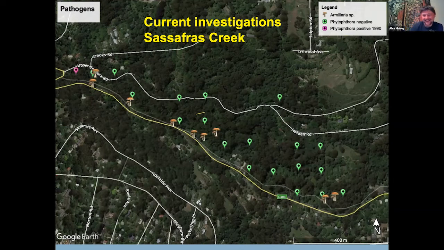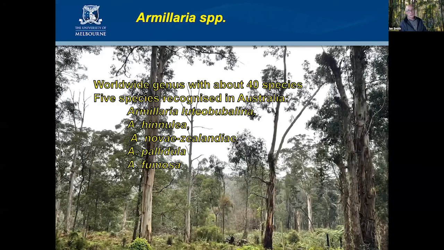Well, you can see from that slide that I put up, you can see that there's armillaria throughout the sites too. And I'll just quickly go through what is armillaria. So this armillaria is a worldwide genus of about 40 species. We have 5 species recognised in Australia: Armillaria luteobubalina, Armillaria hinnulea, Armillaria novae-zelandiae, Armillaria pallidula, and Armillaria fumosa. But Armillaria luteobubalina in Australia is considered to be the most virulent of species.